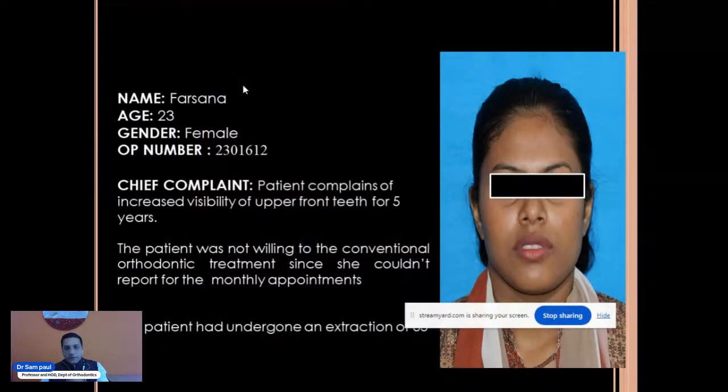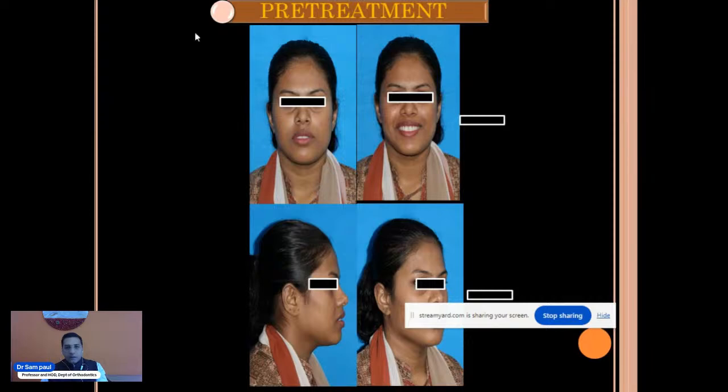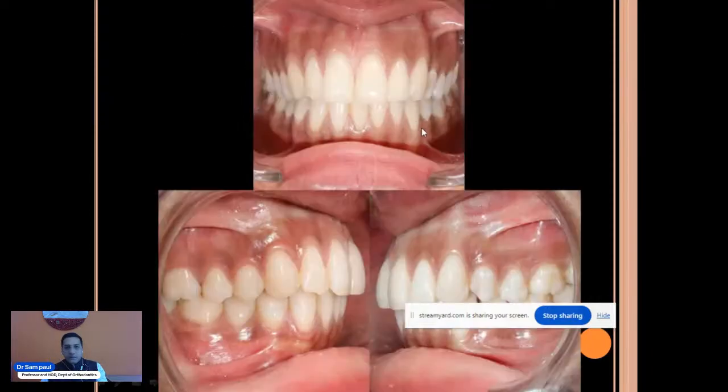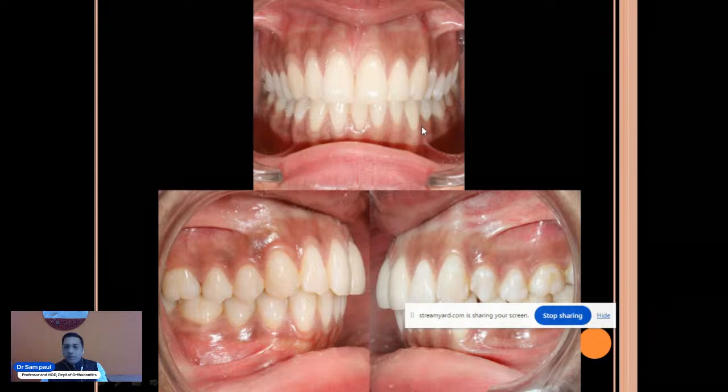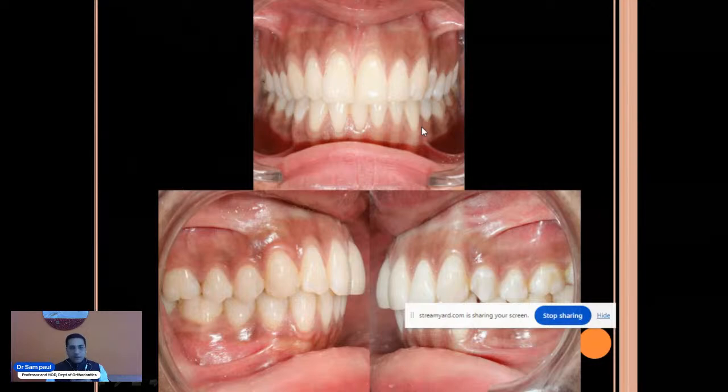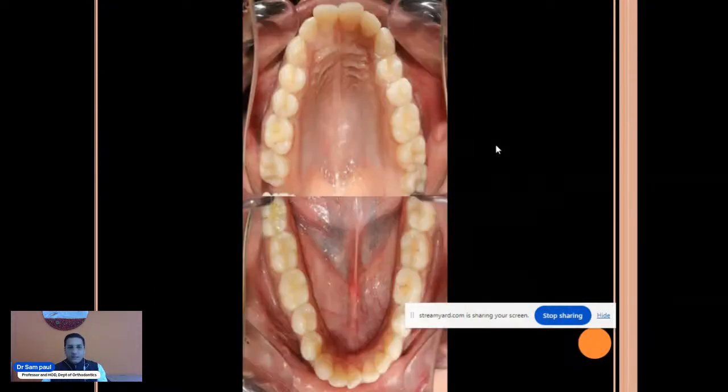Another patient, Farsana, 23 years old, and she complains of increased visibility of the upper front teeth for 5 years. You can appreciate the visibility here. Again, the patient doesn't want any extraction of her teeth, because when we had told her before itself that there is some proclination on the front teeth, she was not willing for any extraction, so we had to manage it without any extraction.